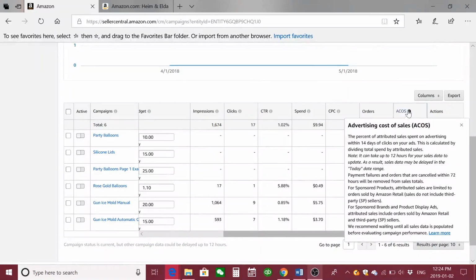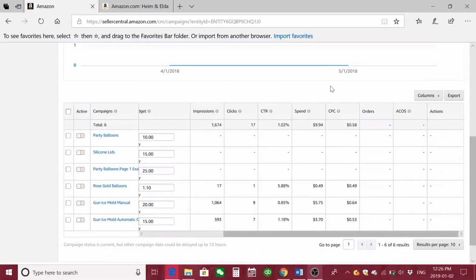ACoS percentage. So ACoS is the percent of attributed sales spent on advertising within 14 days of clicks on your ads. This is calculated by dividing total spend by attributed sales. It can take up to 12 hours for your sales data to update. As a result, sales data may be delayed in the date range. ACoS percentage would be really, really nice if it were at your break-even point, which is your profit margin percentage, or way below that. In a perfect world, that would be great. That means we're not spending any extra additional money for these ads. However, depending on what you're trying to do with PPC, your ACoS percentage may be higher.